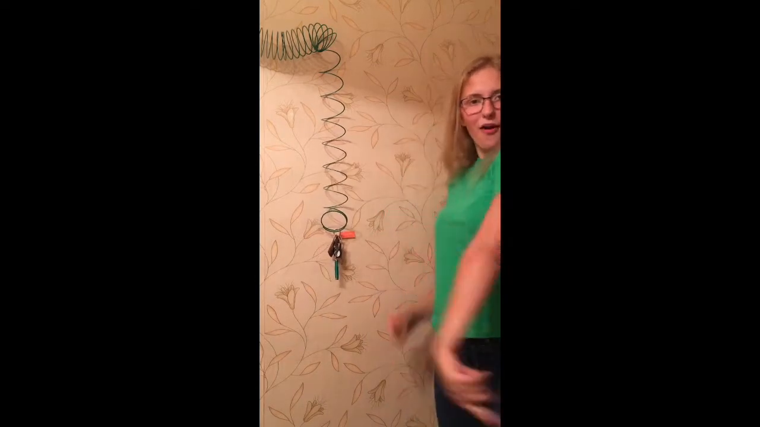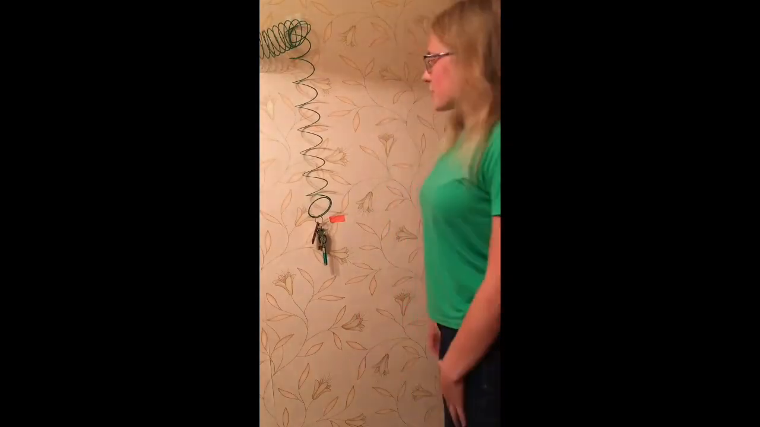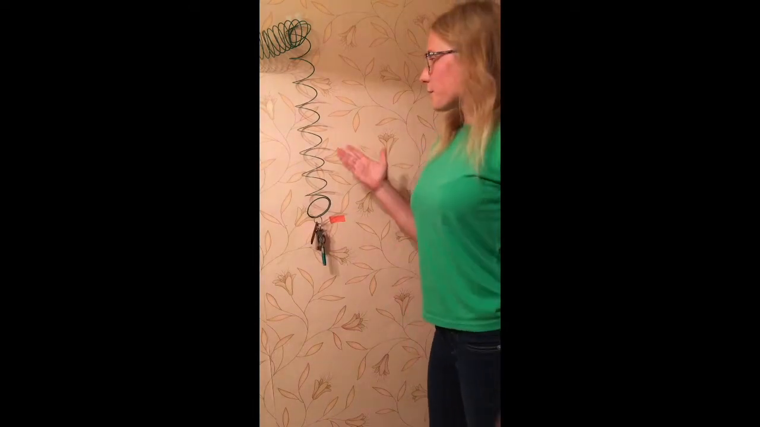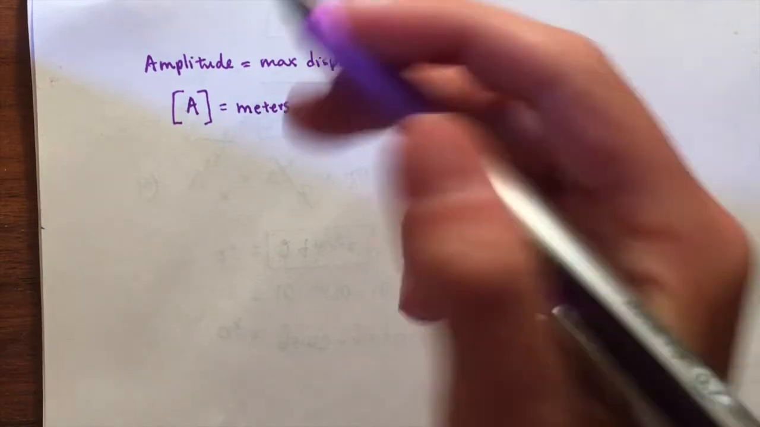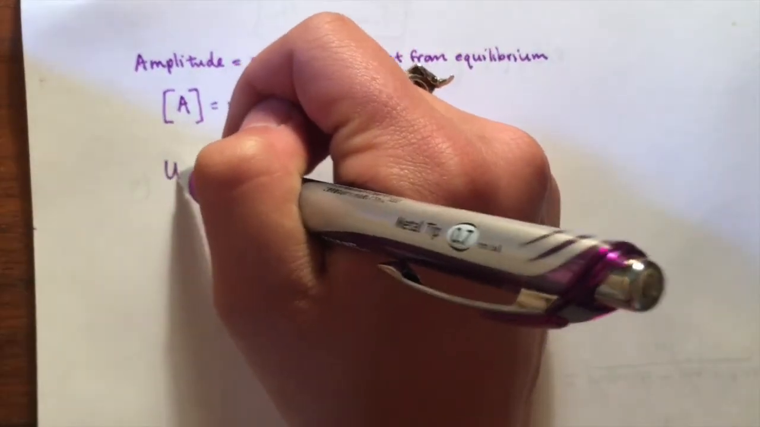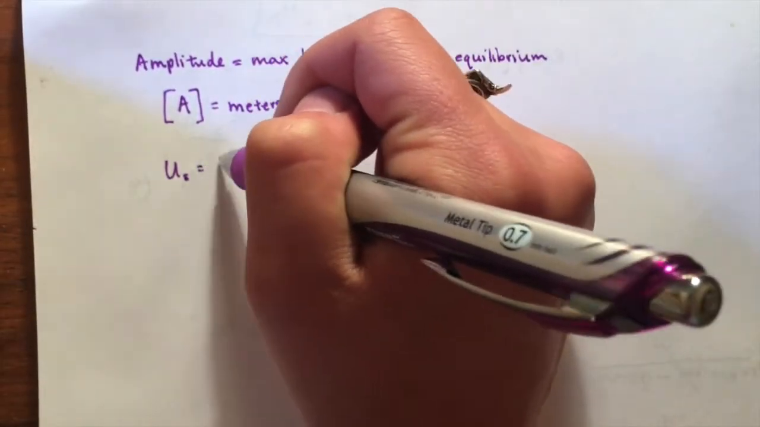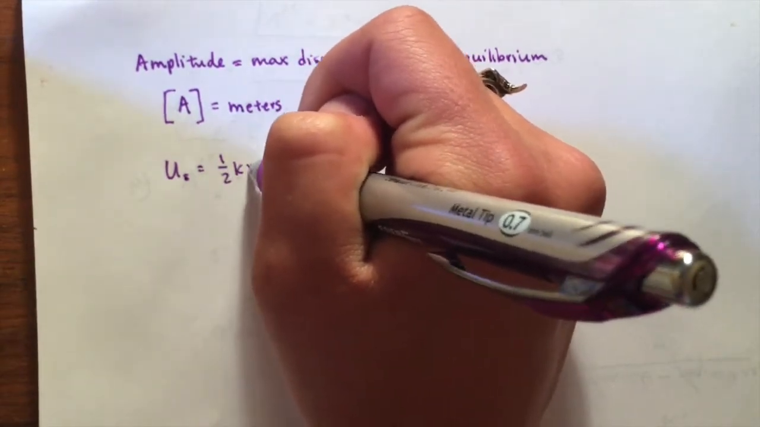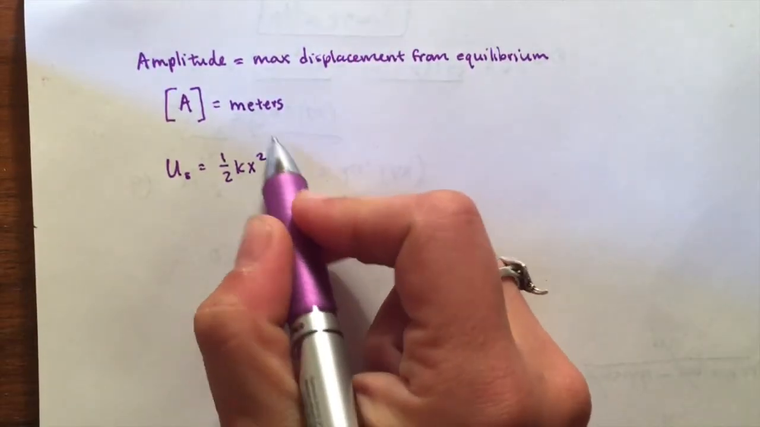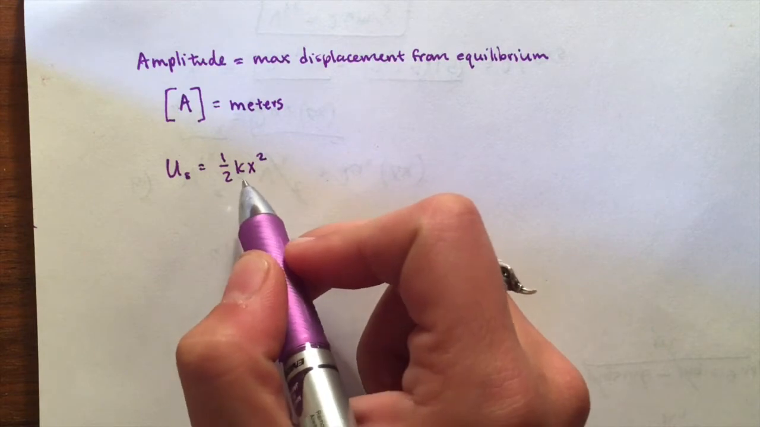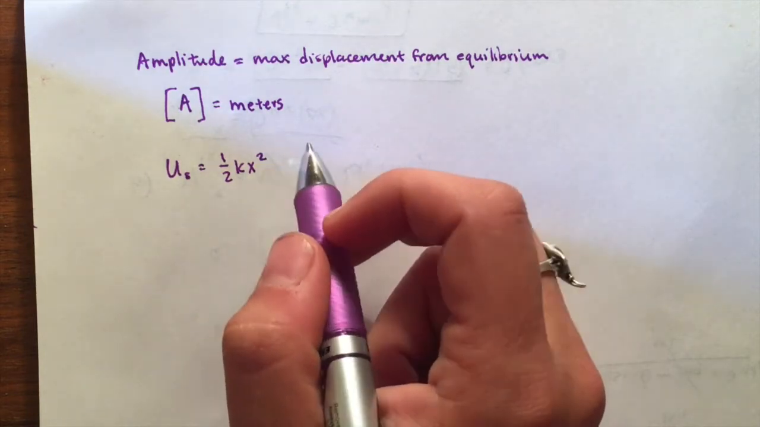Hopefully you all have lots of energy because we're about to talk about energy. That's right. Okay, so how can we incorporate energy into this? Well, we have a spring, so we're going to have some spring potential energy going on. And another quick review, spring potential energy, U sub S, is equal to 1/2 kx squared, where x is the displacement from equilibrium, k is the spring constant, okay?